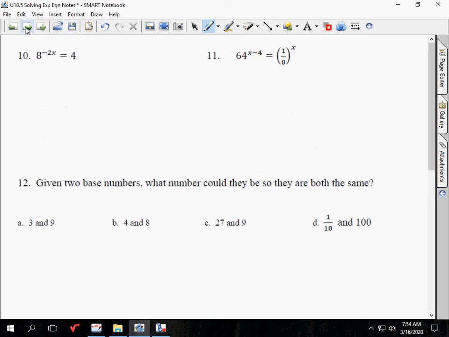All right, number 10. I have a base 8 and a base 4. So again, we will try to get the bigger one to be the same as the smaller one. So 8. We want to try, can we make it 4 to a power? So we check 4 to the first. No. 4 to the second. No, because that's 16. All right, so we can't make it 4.